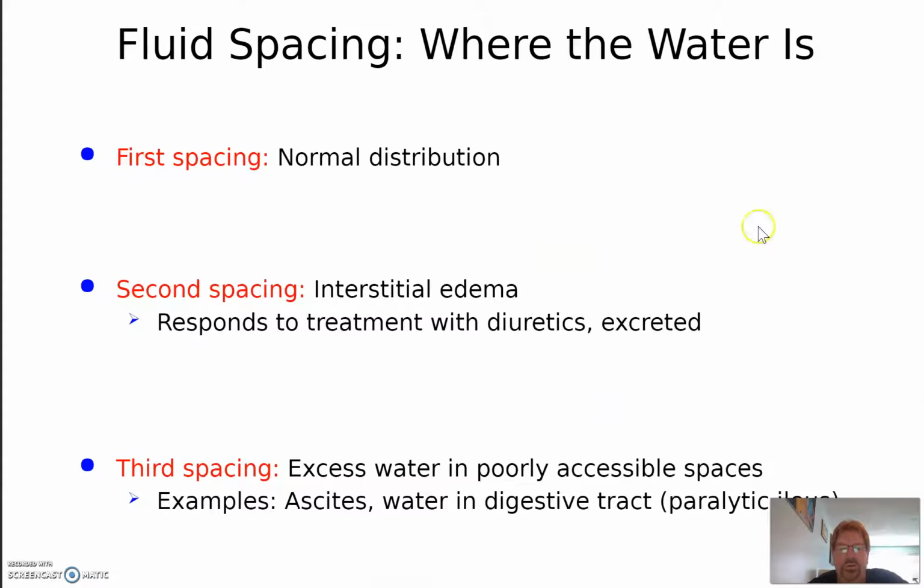Fluid spacing, where the water is. First spacing, normal distribution. Second spacing is interstitial edema. Response to treatment, diuretics, excrete. That's when it starts getting out. Excessive water is being captured, I guess we could say.